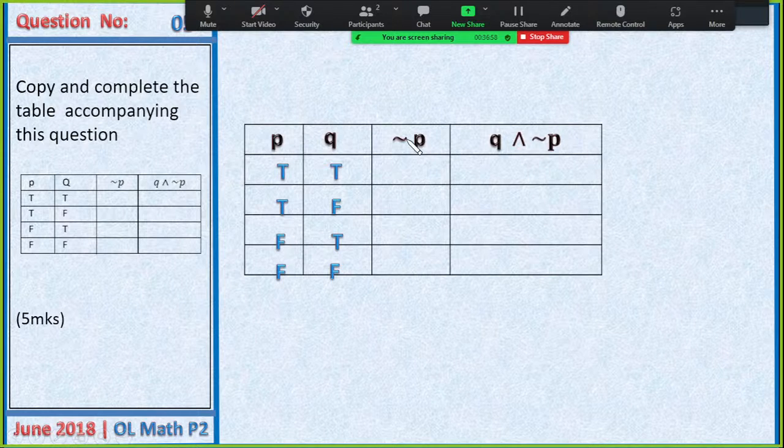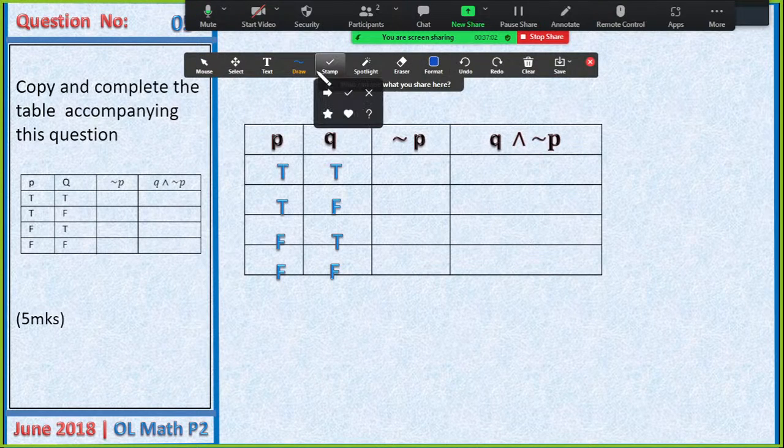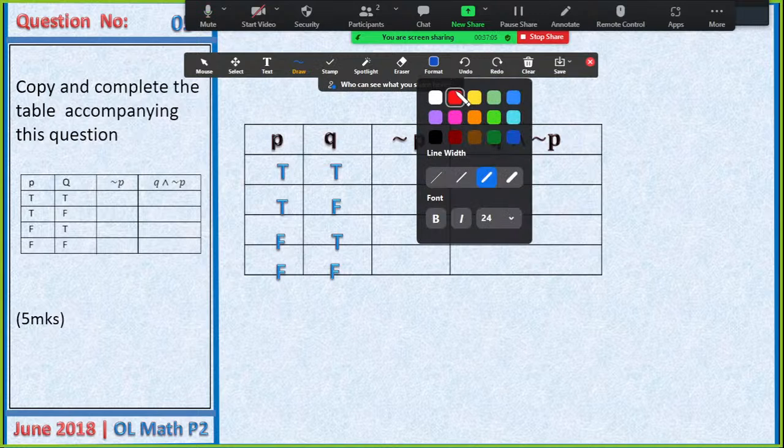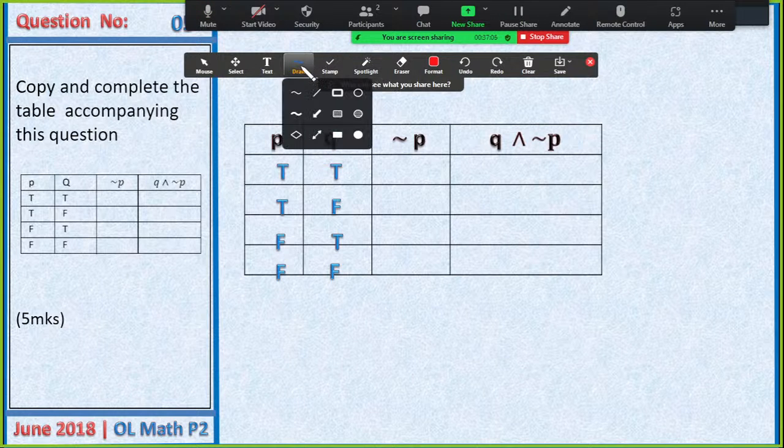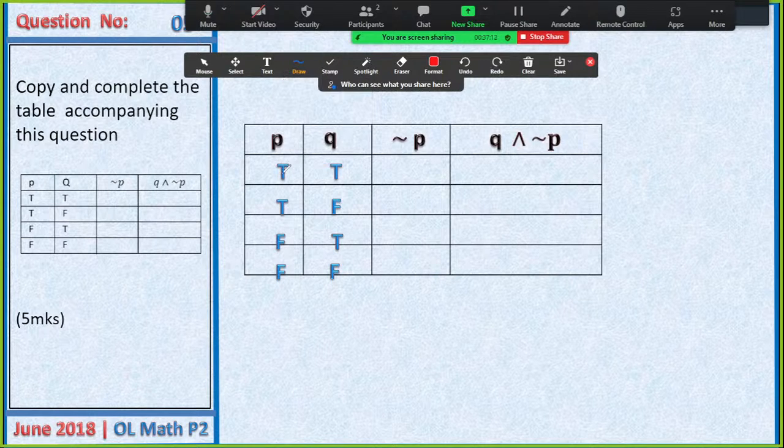Now, this first column here wants us to put the negation of P. And this means that whenever P is true, the negation becomes what? False, right? So this will be false. Now here P is true again. So this will be false. Here P is false. So the negation of false is true. Then here it is false. The negation of false is true again.